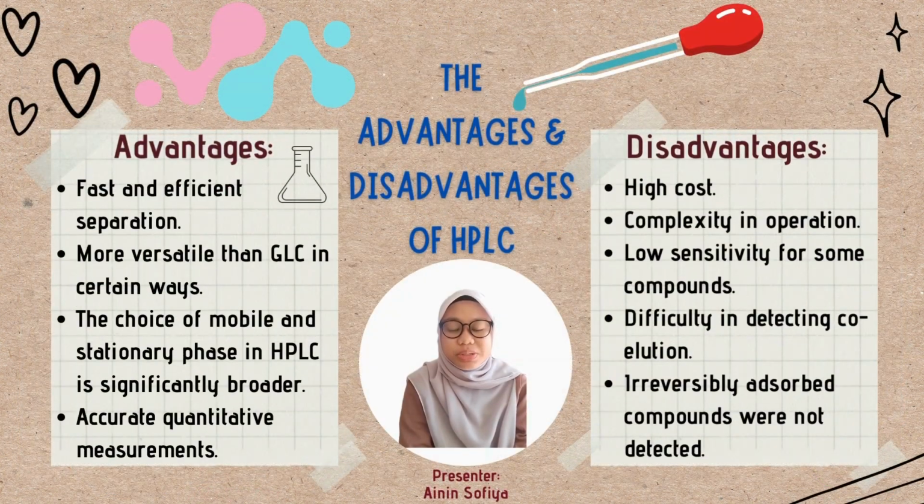Advantages and disadvantages of HPLC. So what are the advantages of HPLC? The advantages of HPLC are fast and efficient separation, continuous monitoring of the column, and it can be applied to the separation and analysis of very complex mixtures. Furthermore, HPLC is more versatile than GLC in certain ways, since it is not restricted to volatile and thermally stable solutes, and the choice of mobile and stationary phase in HPLC is significantly broader. Next, the benefits of HPLC are accurate quantitative measurement, repetitive and reproducible analysis using the same column, and also adsorption, partition, ion exchange, and exclusion column separation are excellently made.